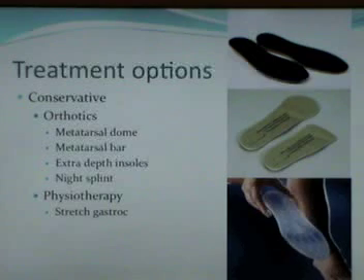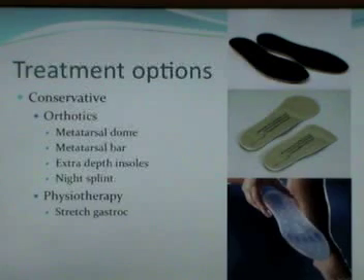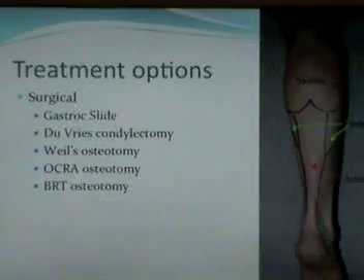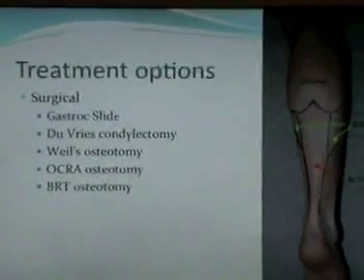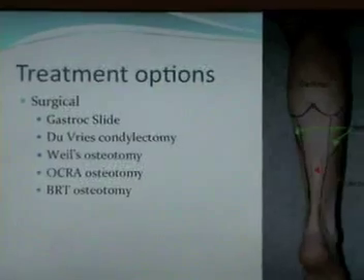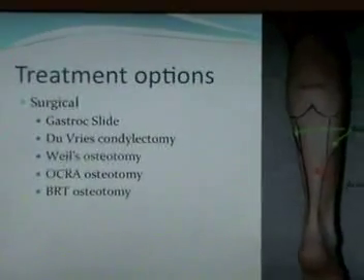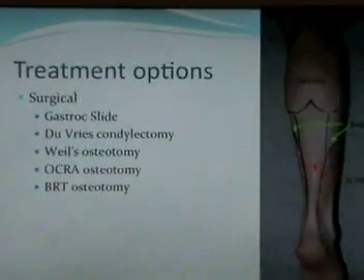If you think that the patient's got gastroc tightness, then you might consider using a night splint, although patients don't really tolerate these very well, or you might try physiotherapy in the form of eccentric loading to stretch the gastroc. The surgical options include a gastroc slide, and this can be illustrated on the right. You can see the gastroc muscle bellies.